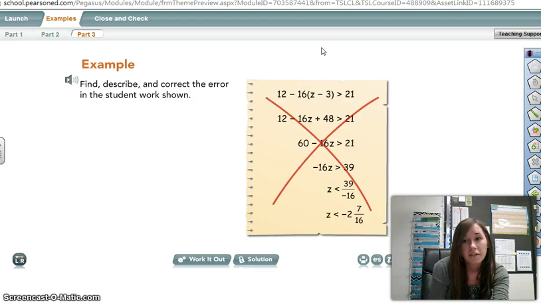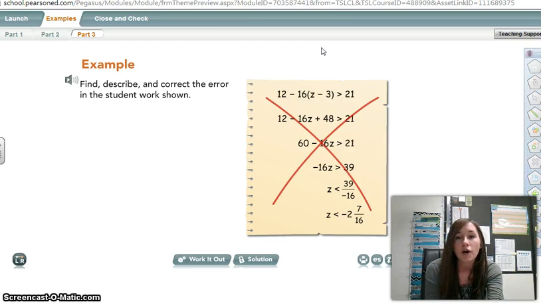Okay, so another thing that we can do now that we've learned about how to work with maybe more complicated inequalities is we should be able to look at the solution to an inequality and identify errors. This is going to help us with our own problems, and it's good to be able to find mistakes. So first we need to find it, then we'll describe what happened and correct the error. Well, why don't you pause the video and see if you can find it yourself.